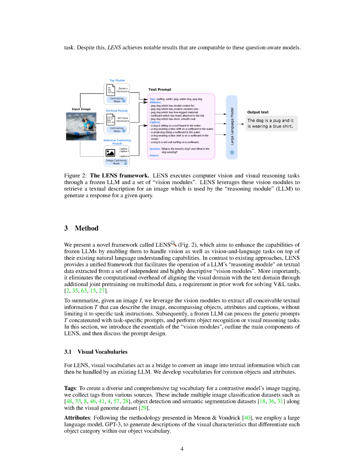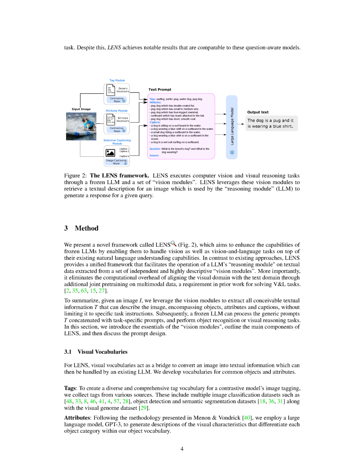In simpler terms, given an image I, we employ the vision modules to draw out every possible textual detail T that accurately describes the image, including objects, attributes, and captions, without constraining it to specific task directives. Following this, an existing language model can process the broad prompts T combined with task-specific prompts, and carry out tasks like object recognition or visual reasoning. In this section, we elaborate on the key features of the vision modules, explain the primary elements of Lens, and then delve into the design of the prompts.